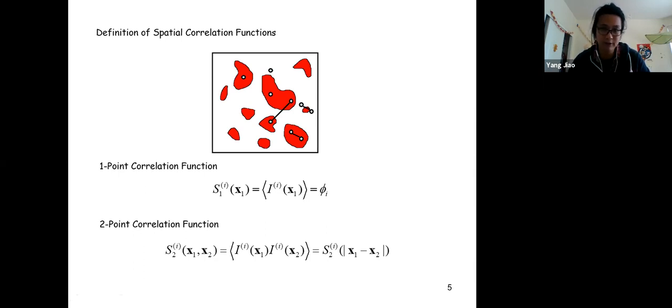Okay, so now this logic continues for higher order correlation functions. For those higher order correlation functions, you have a particular endpoint configuration, and you randomly throw down this endpoint configuration in the system, and you require that all the endpoints fall into the phase of interest, and that's going to give you the corresponding endpoint correlation function. Okay, so this is the definition of the correlation functions.